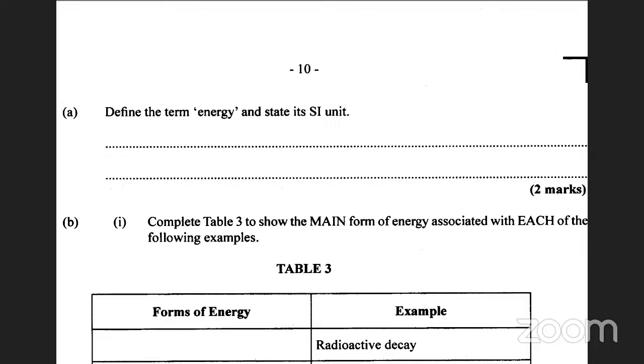What is energy? Yeah, energy is what? Energy is the ability to do work. And the unit is joules. Hurry up, write that down fast. Quick. Write it down. Right, write it down.